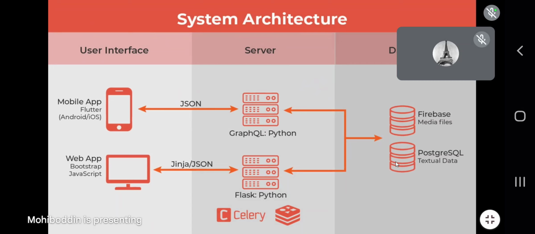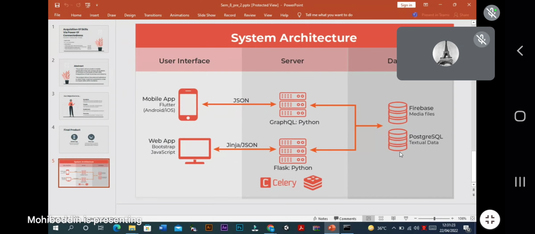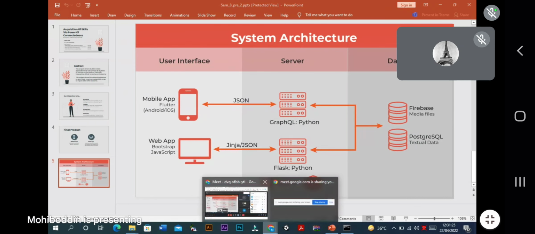For the mobile application, we have a backend built in Python using the GraphQL architecture. There we are using the FastAPI framework and the Strawberry library to implement the GraphQL architecture. The mobile application and web application are both connected to a PostgreSQL database, and for media services, we are using Firebase. So this was all about the system architecture. Now let's go ahead and demonstrate the application live. Let me just share my screen.